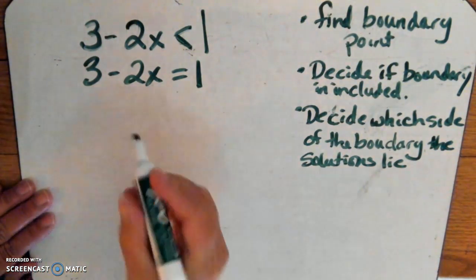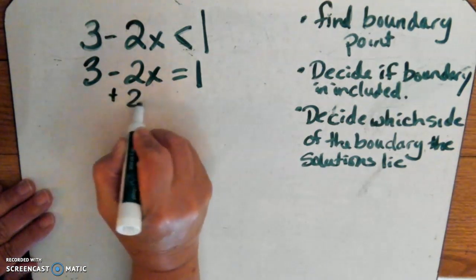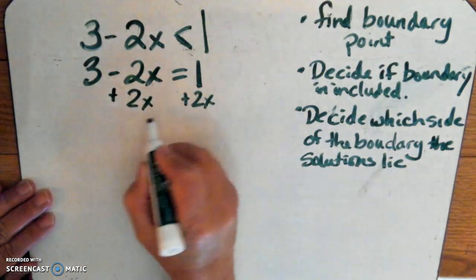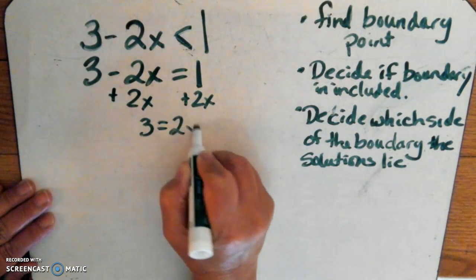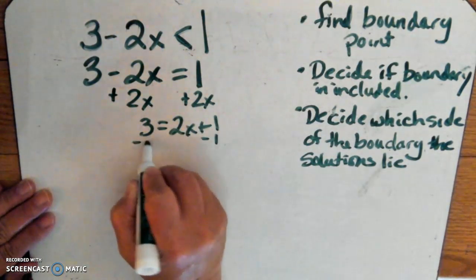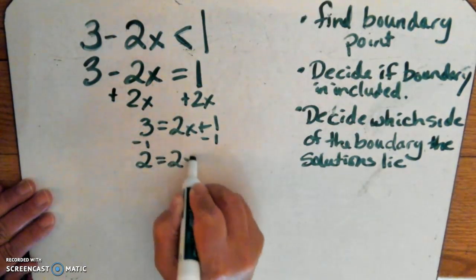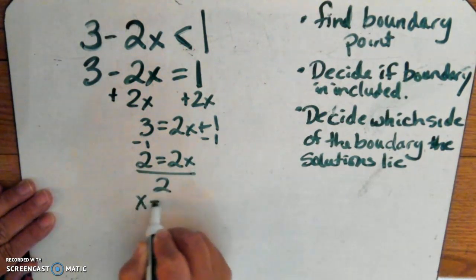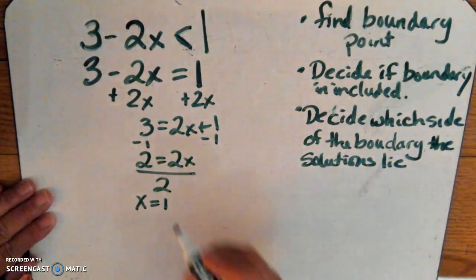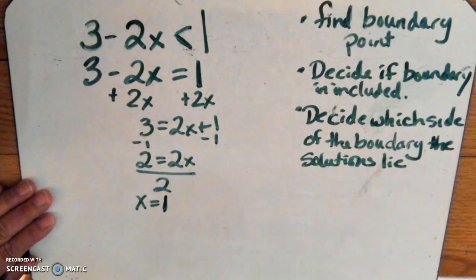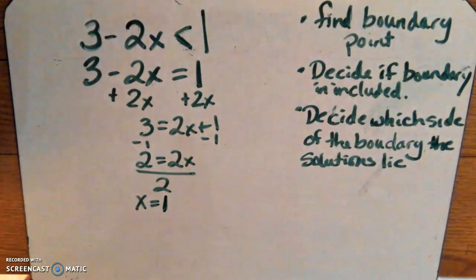Okay, so I start by solving it. I'm going to add 2x to both sides, and I get 3 is equal to 2x plus 1. Subtract 1, so 2 is equal to 2x. Divide by 2, and I get x is equal to 1. So that is my boundary point, okay? So again, that splits my number line into 2 sets, those points that work and those points that don't.